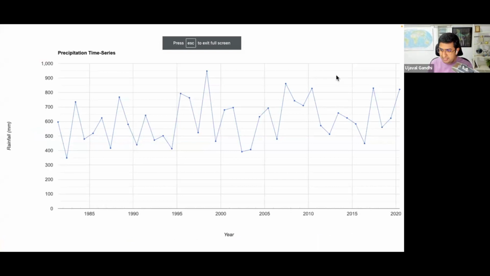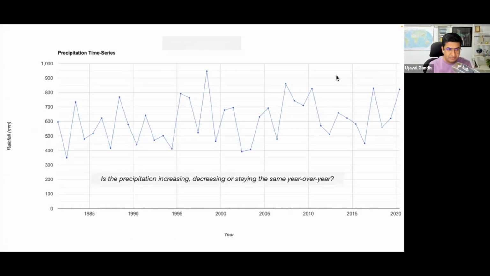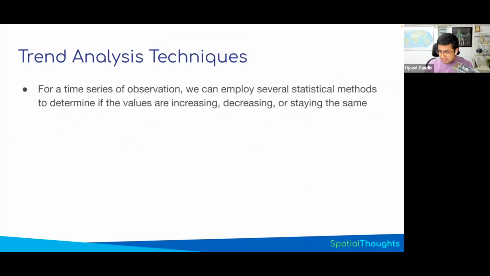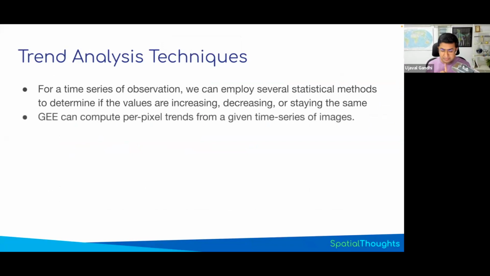So this is our time series, and we want to answer the question: is the precipitation increasing, decreasing, or staying the same? And we want a quantitative answer. There are different techniques for doing this. They are classified in different ways. When you are doing trend analysis, you need to look at different parameters. Do you have a single trend or a seasonal trend?